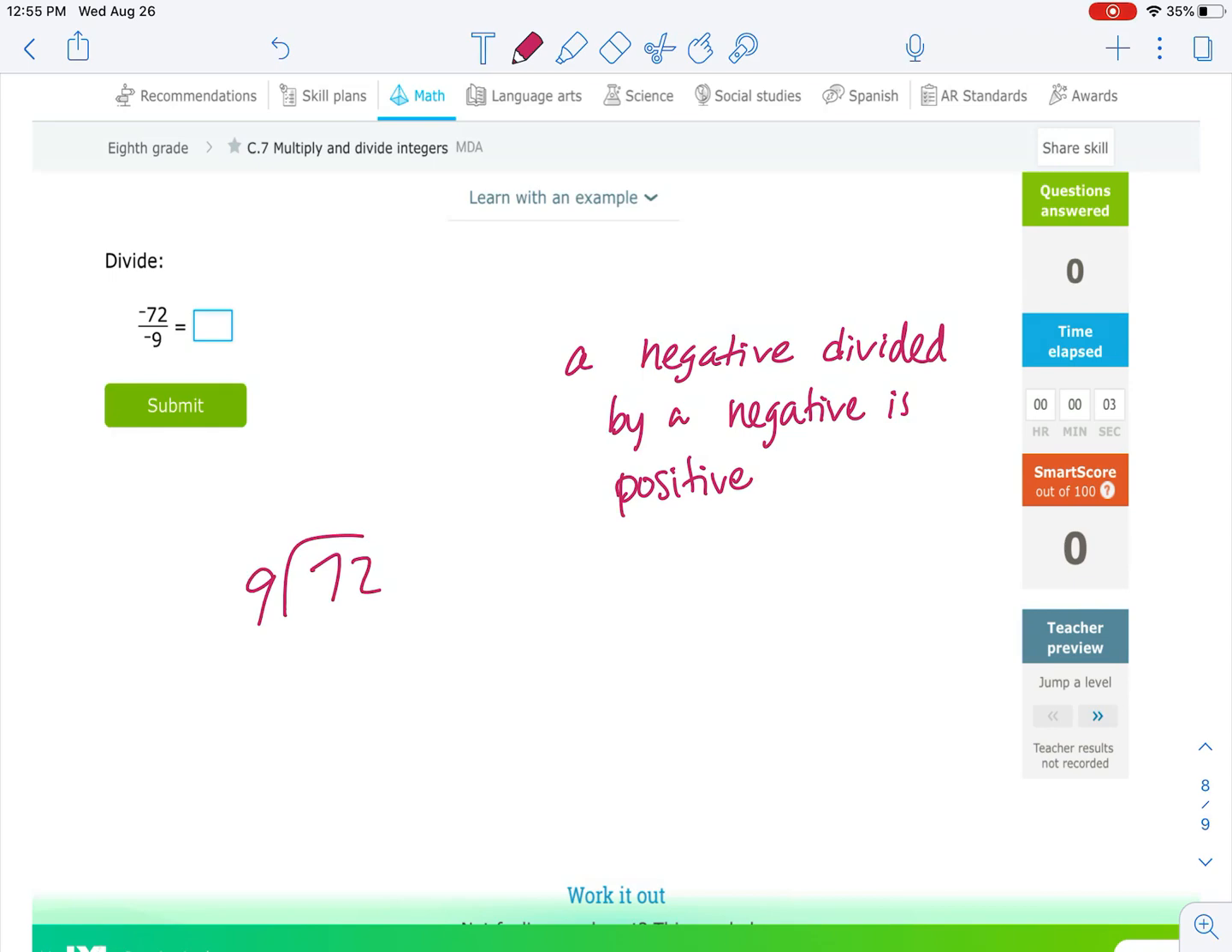Will 9 go into 7? No. Will 9 go into 72? Yes, it will. It'll go in 8 times. 8 times 9 is 72. Subtract it off. Remainder of 0. These are both negative numbers. I have two negatives this time, so my answer is a positive 8.